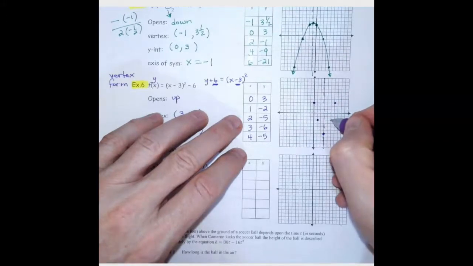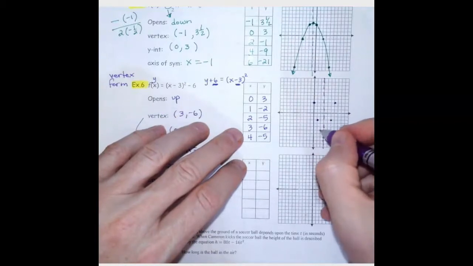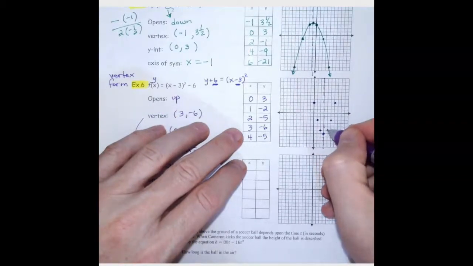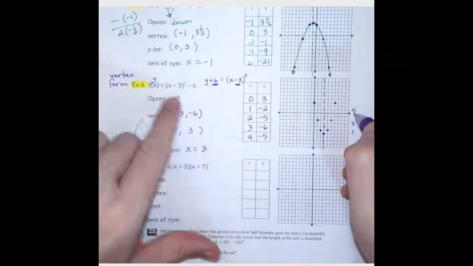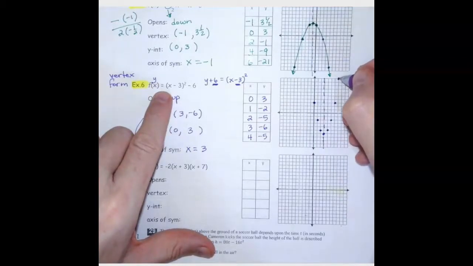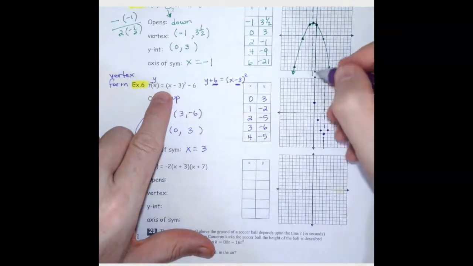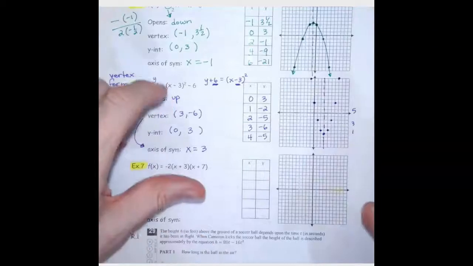We can reflect that over. And 3, negative 6 is right here. And so it's following that pattern, 1, 3, 5, because a equals 1. And the next one would be 7. So if you do 7, that should take us right up to the edge there and there. So having those extra points probably helps us graph.